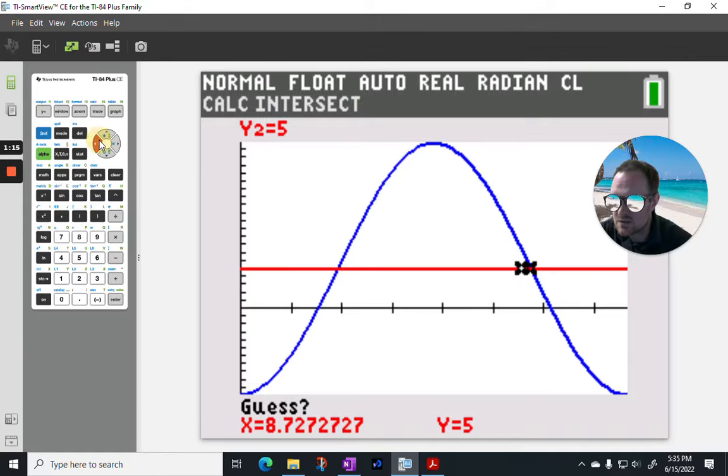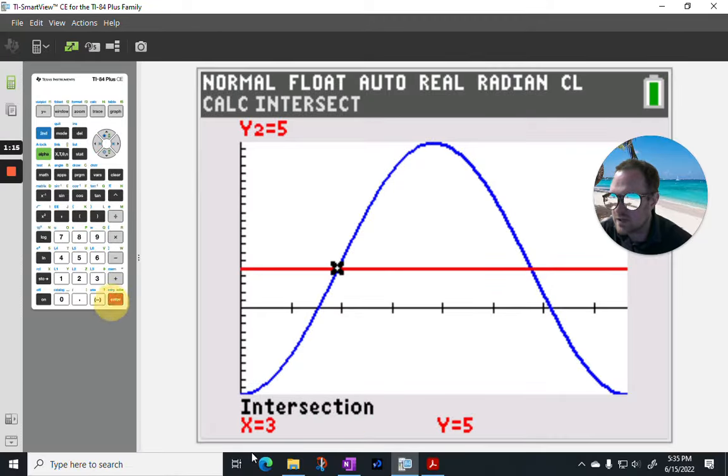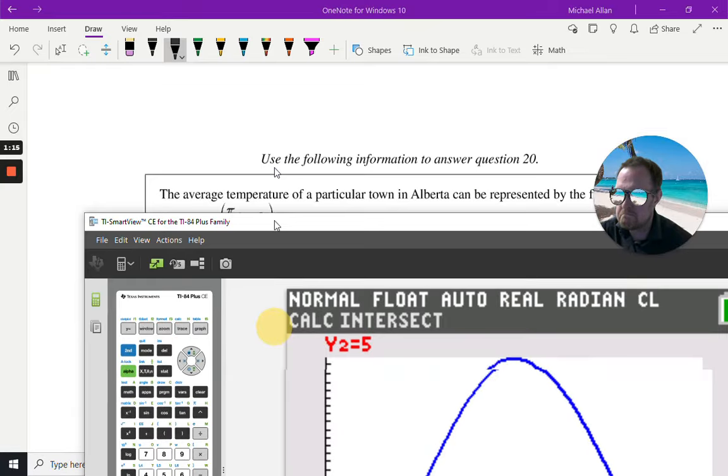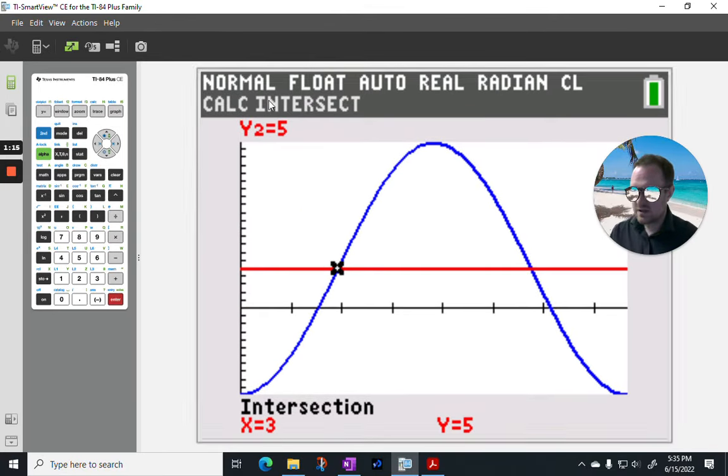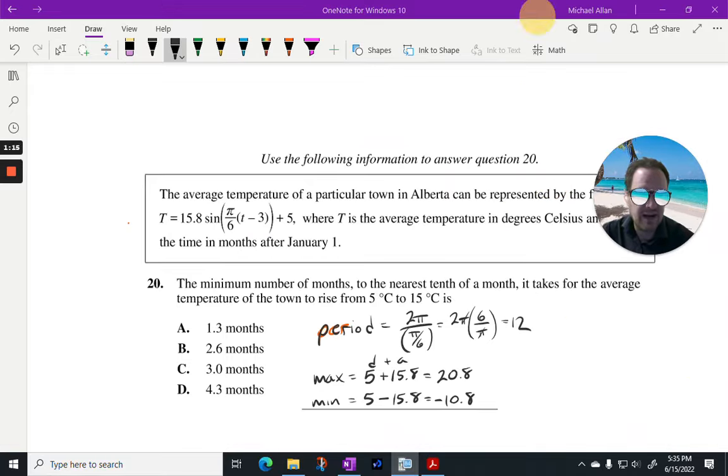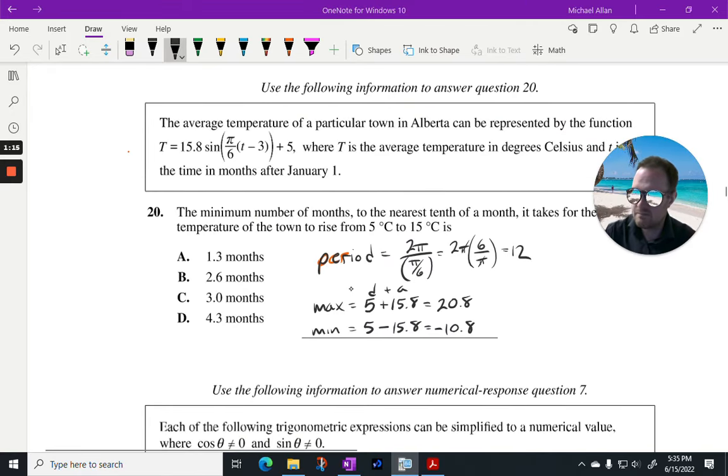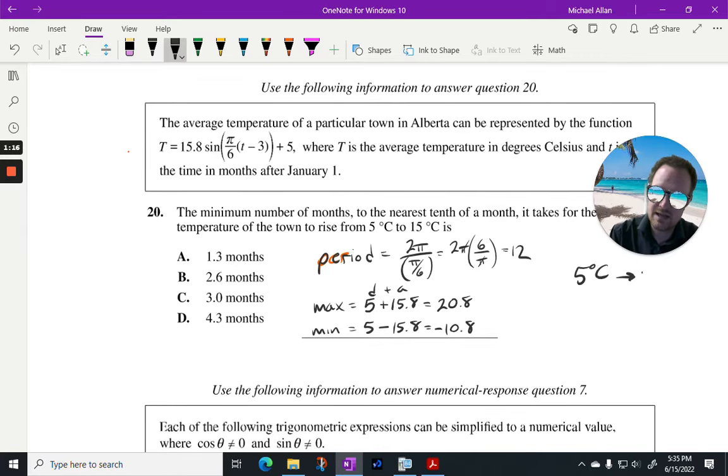Actually, I probably should move my decimal because this is in radians. It's hard to guess in radians. About 3. Actually, exactly 3. That's kind of nice. All right, so I'm going to write that down. So 5 degrees happens at 3 months. Okay? Now I just have to find the 15 degrees months.